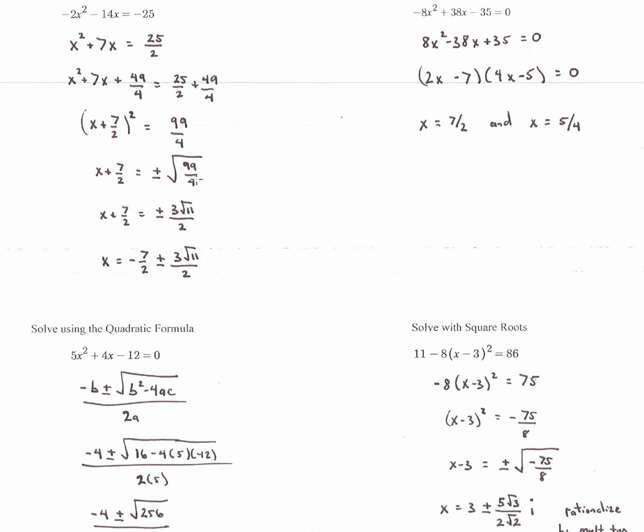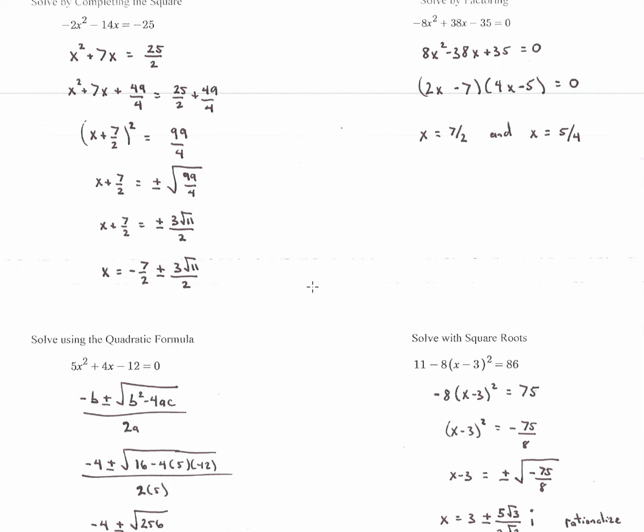Again, the square root of 99 is 9 times 11. The square root of 9 is 3, so this is 3 radical 11, and the square root of 4 is just 2. Leaving it in this form is just fine.